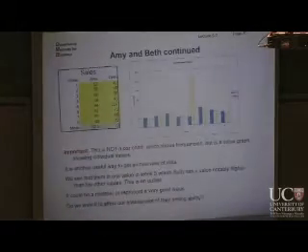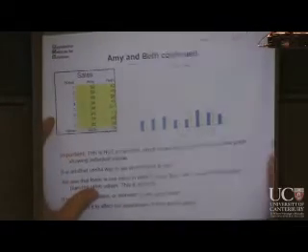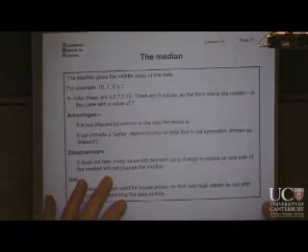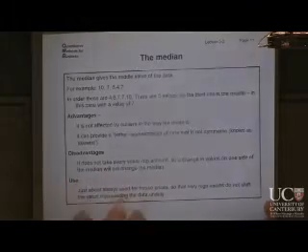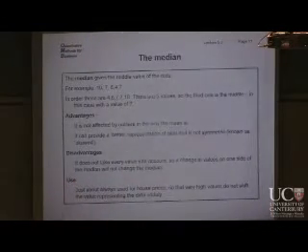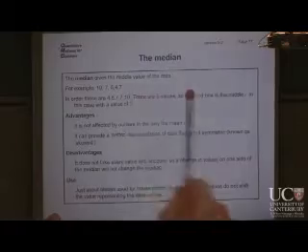So there's all sorts of things that can go wrong there in data. And one way to avoid that, or one way to deal with it, is that you use the median instead of the mean. Okay, so the median gives the middle value of the data.